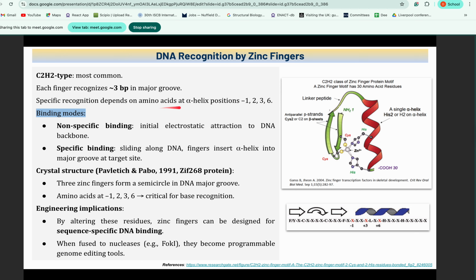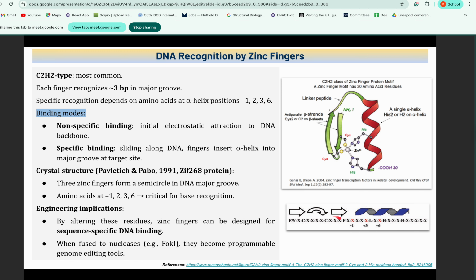And specific recognition depends on the amino acids at the alpha helix positions, which are -1, 2, 3, and 6. So when we were talking about this particular structure, what -1 means is that, for example, if my alpha helix is starting from this residue, then this will be my first residue. So the residue which is before this is my -1 residue. So -1 means upstream and positive means downstream. So whenever these terms are used, then don't get confused. Whenever we are talking about something before it, then it is upstream. So in this case, -1 means the residue which is present one position before the start of this alpha helix.